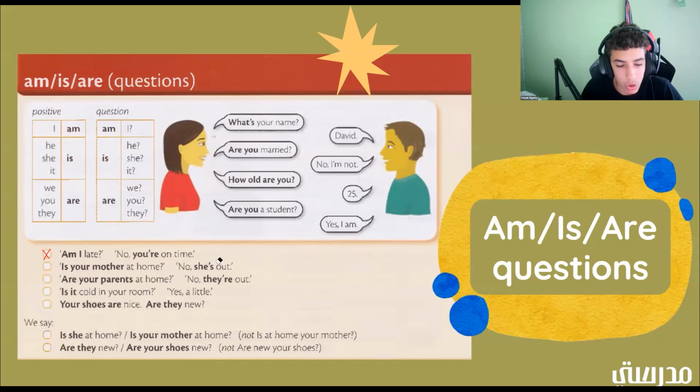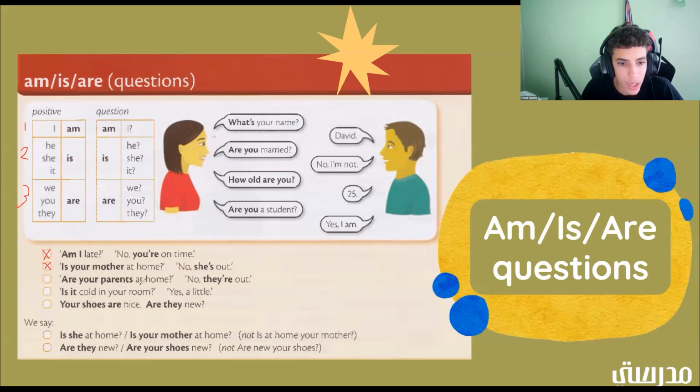So no, she's out. This she's, is it a positive or a question? It's positive. Good job. So which group is it in? Is it group 1, 2, or 3? It's in group 2. Good job. Let's X it out.